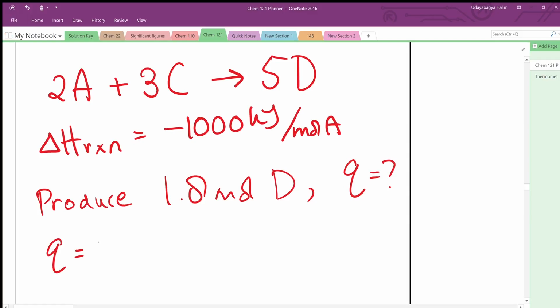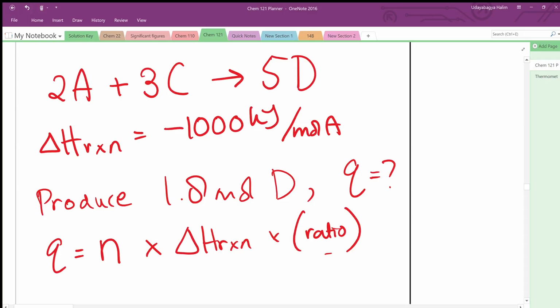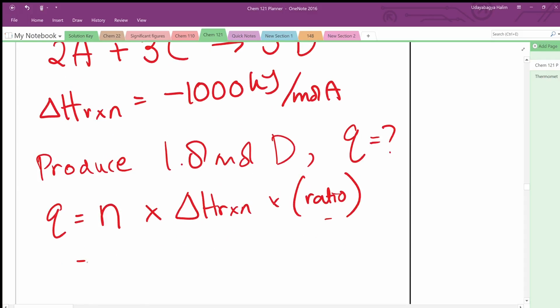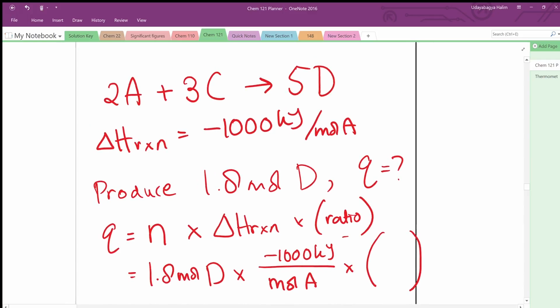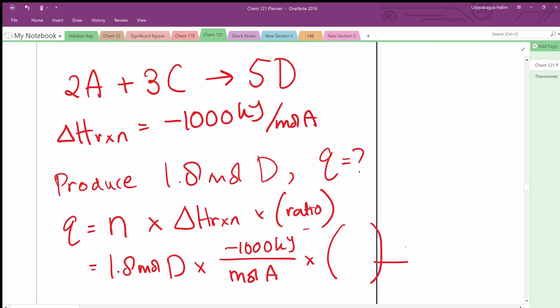Okay, Q is the number of moles times the delta H of reaction times the ratio. I always put the ratio in there just to get that in the back of your mind. So I know the number of moles is 1.8 moles of D. The delta H reaction, however, is written as negative 1,000 kilojoules for every mole of A. So we kind of have to do a unit conversion using the stoichiometry. So I'm trying to cancel the moles of A and cancel the moles of D. So I have 2 moles of A, so 2A for every 5D. So that's what I'm going to put in the bottom.